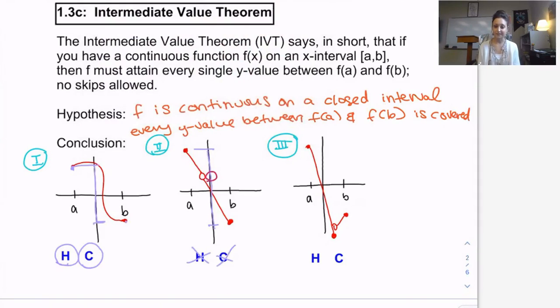That last one, is the hypothesis met? Hypothesis is not met since the function's not continuous. I've got to jump around here, correct? Is the conclusion met? Here is the y value at A and the y value at B is there. Are all these covered? It actually is here, right? So if the hypothesis is met, like in graph 1, we have to have the conclusion. That's what a theorem says: if this, then you have to have this. Now, if we don't have the hypothesis, it could go either way. We may have the conclusion, like we did in this last example, or we may not, like we did in the middle example.